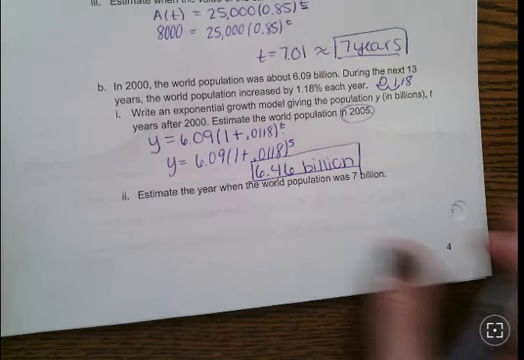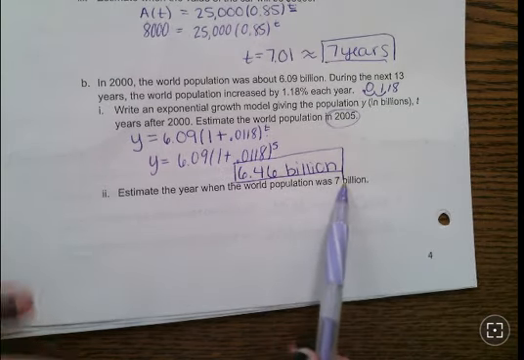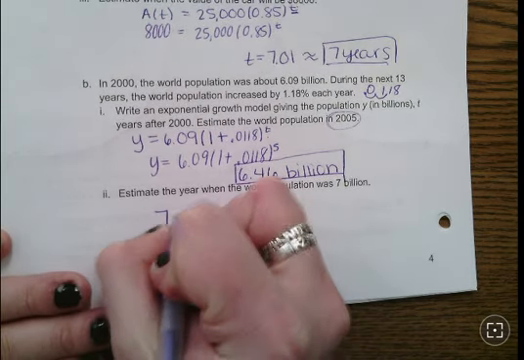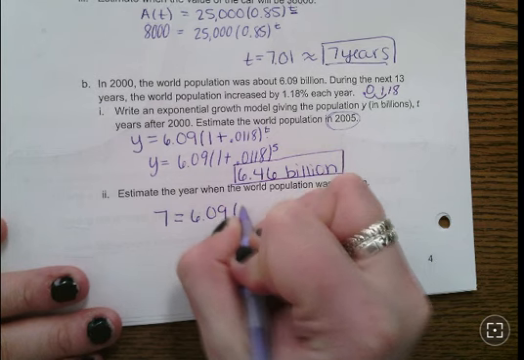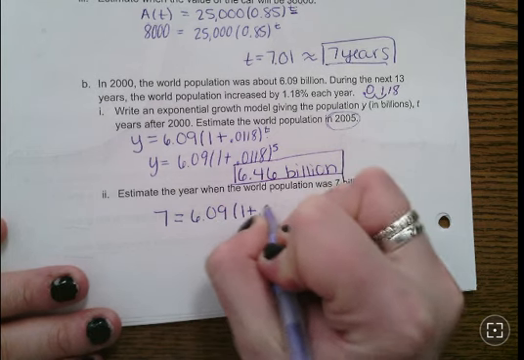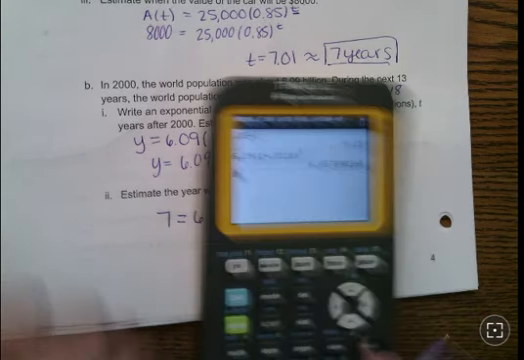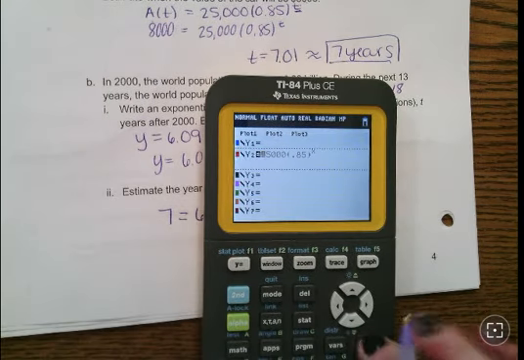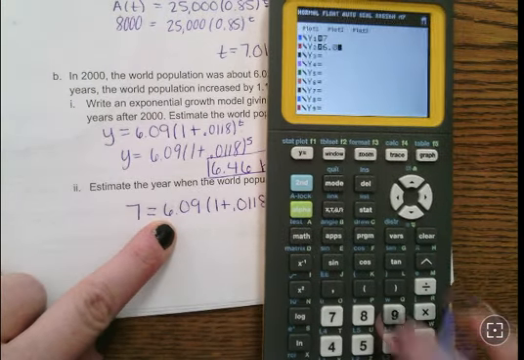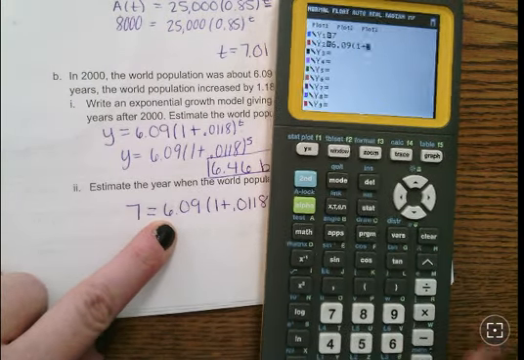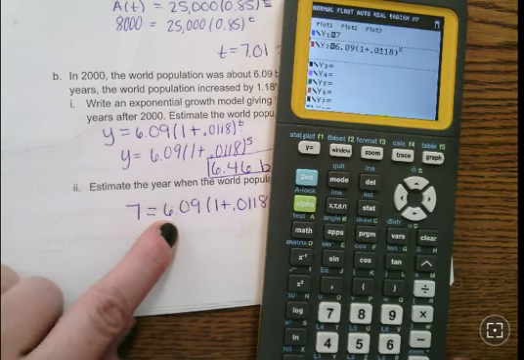So now let's estimate the year. So now we're looking for the time when the world population is 7 billion. So now I gave you the y value of 7 billion. I know that my model is 6.09 times 1 plus 0.0118 to the power of t. And now we have to solve it just like we did this other one, where we know that that's 7. We know that that is 6.09 times 1 plus 0.0118 to the power of x.